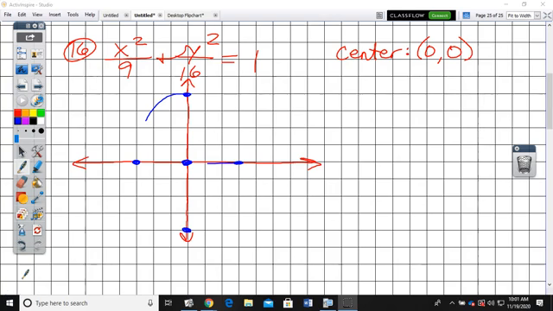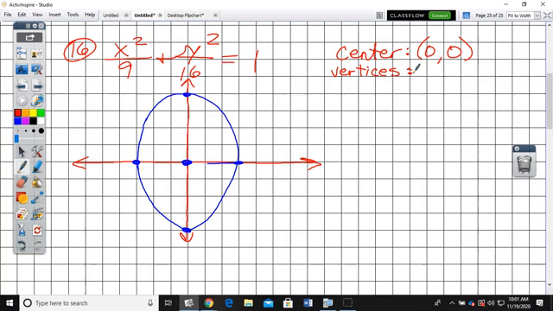All right, so we have our center at 0, 0. We look at this number, the 9, to tell us how far to go left and right. So we went 3 left, 3 right. Look at this number to tell us how far to go up and down. So we go square root of 16 is 4, up 4, down 4. And then you just draw your ellipse as best you can. Okay? And now I'm going to label my vertices.